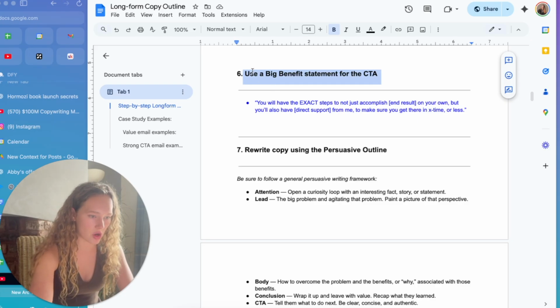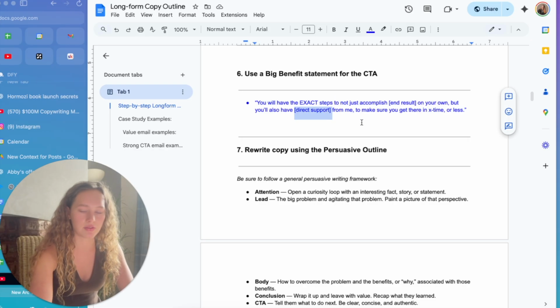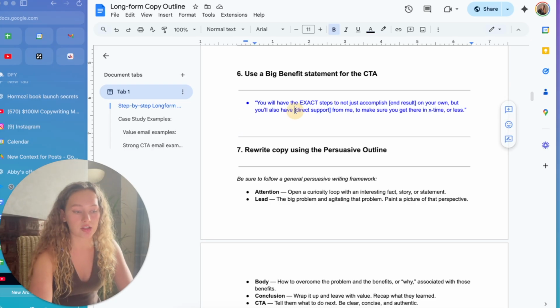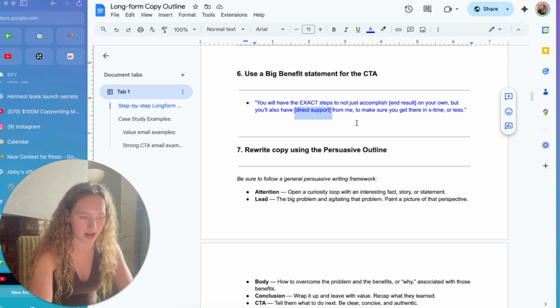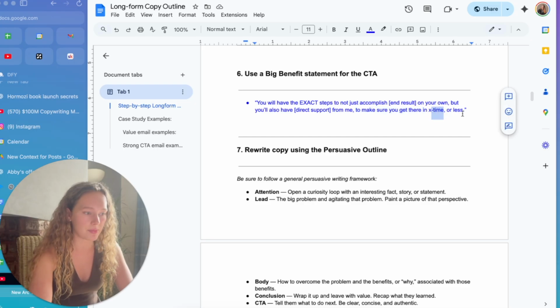All right, anyways, so use a big benefit statement for the CTA. You will have the exact steps to not just accomplish XYZ result on your own, but you'll also have direct support from me. Now, I put this in brackets because direct support might look like they can post in your community. It might look like a one-on-one call with someone on your team. It might look like they have DM access to you. I don't know what that looks like, so you'll have to fill that gap in with whatever the actual support is. It may not be direct, but whatever it is. To make sure you get there in X amount of time, it's really good if you can have a really concrete timeline or less.